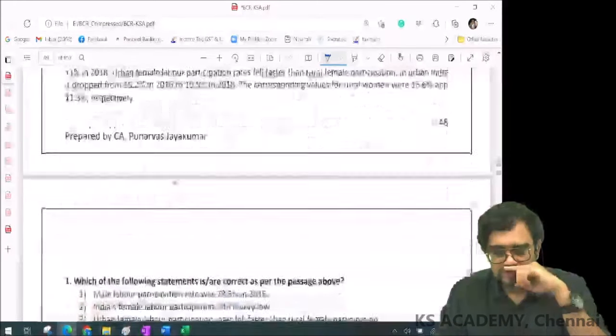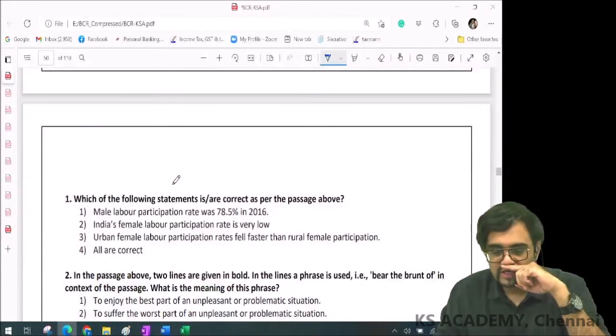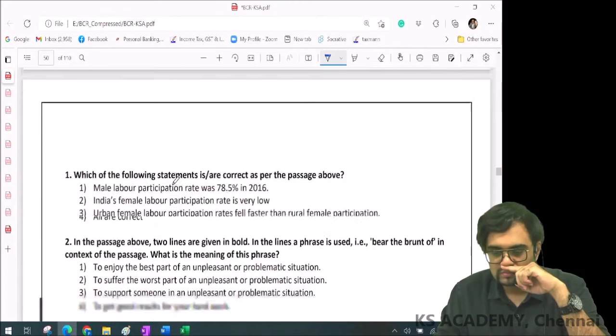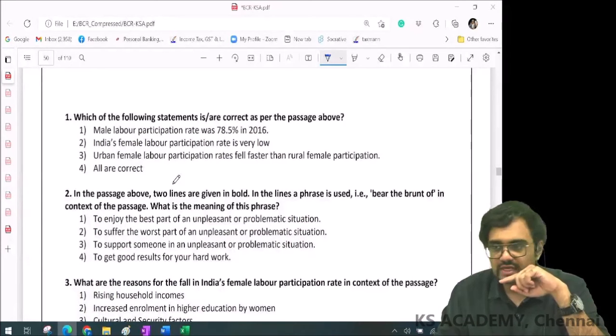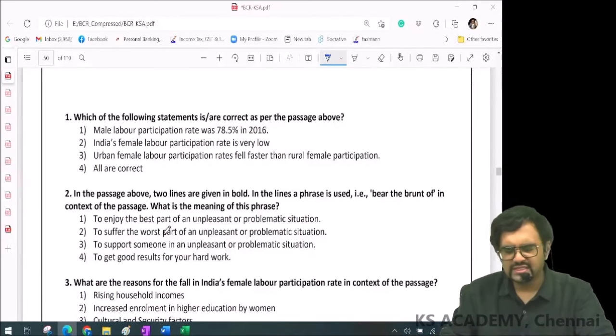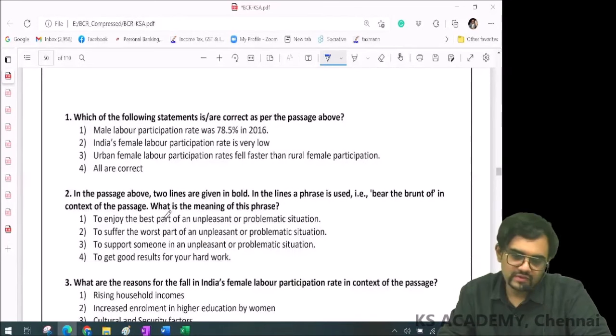Alright guys, so first question, which of the following statements is or are correct as per the passage above? 2 and 3 are correct. Why? So sometimes they can ask you like more than one option may be there in case they give you some options in the exam, otherwise no.